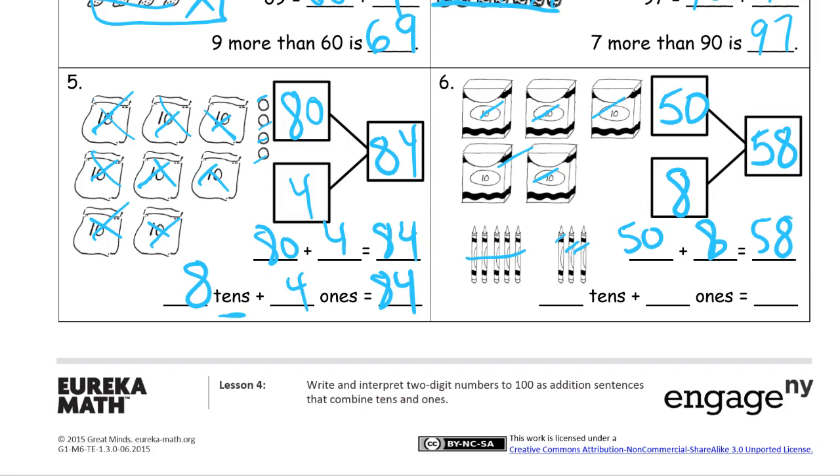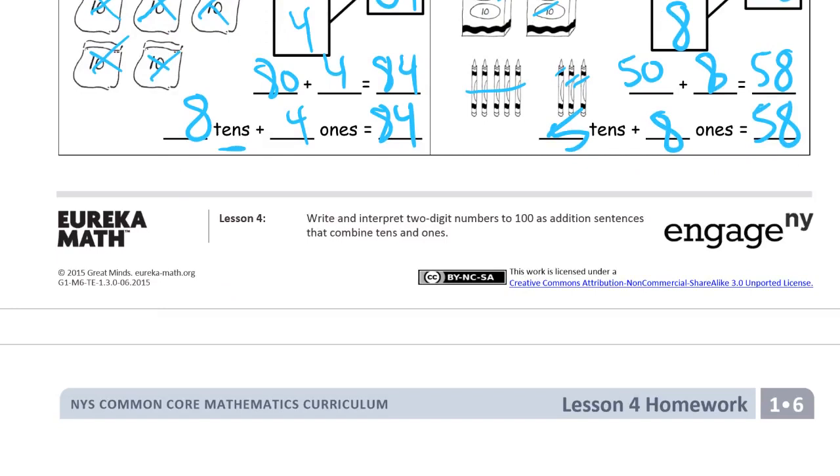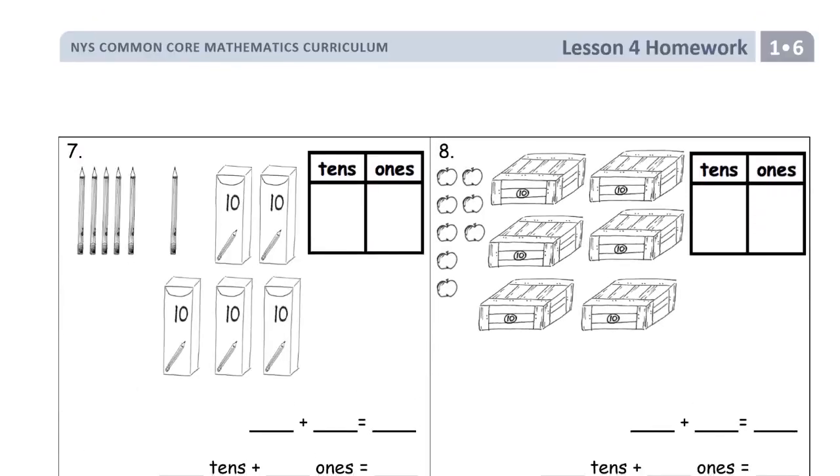How many tens are there? There's 5 tens. How many ones? There's 8 ones. 5 tens and 8 ones is 58. Now this is just all trying to get you to understand what we call place value, where you see the 5 is for 5 tens and the 8 is for 8 ones for 58. When you look at a number, that's just how we do it.